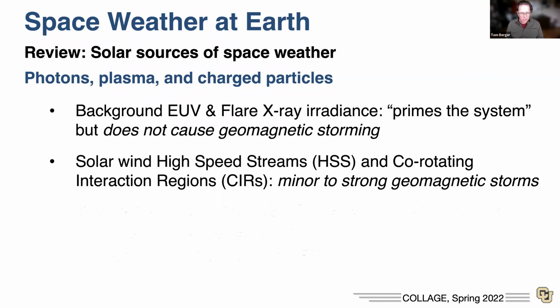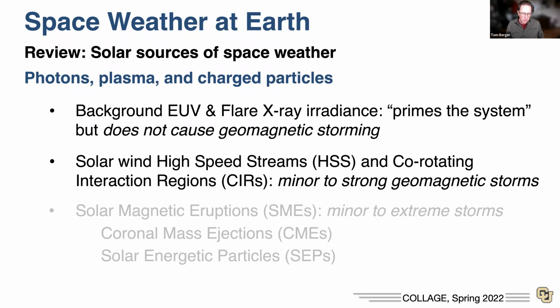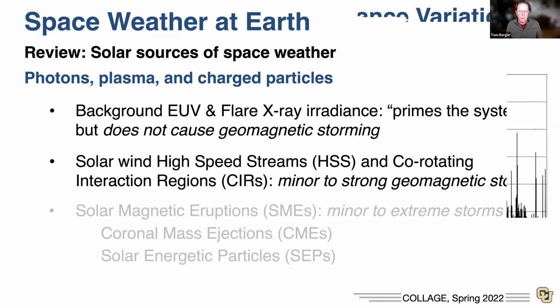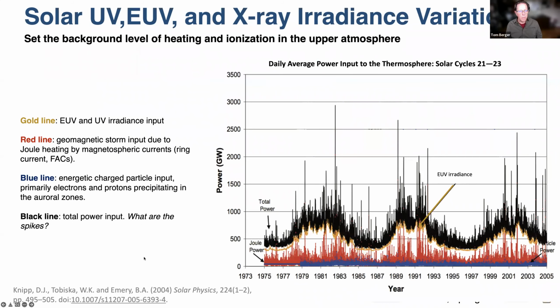storm. Next week, as I mentioned, we're going to talk more about the solar magnetic eruption effects, coronal mass ejection collisions with the Earth, and solar energetic particle events in particular. These cause anything from minor to extreme geomagnetic storms and their effects. So that's next week. Right now, we're going to talk about the solar EUV and X-ray irradiance.